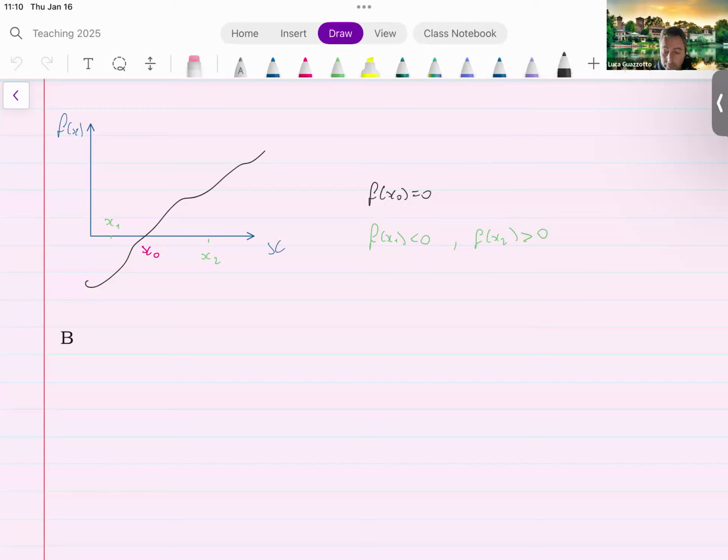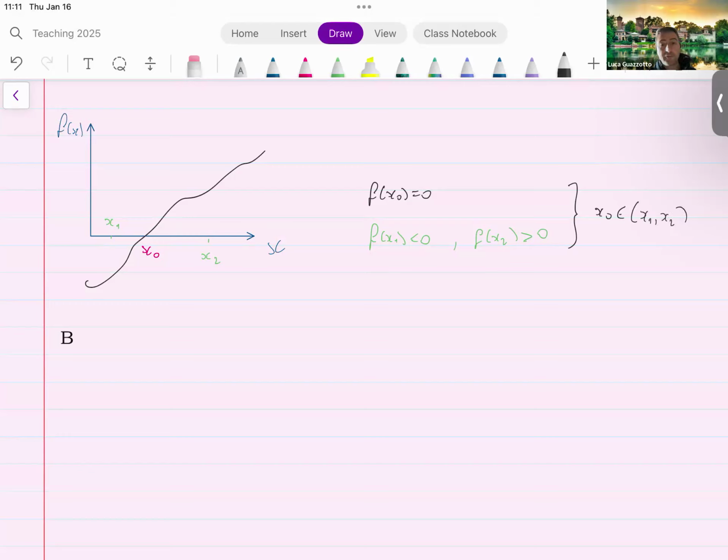I'm going to put all these pieces together and say, if that's the case, let's just for convenience assume that x1 is less than x2, or let me just write it this way: x0 is in the interval. That's going to be an open interval. It doesn't really make any difference.